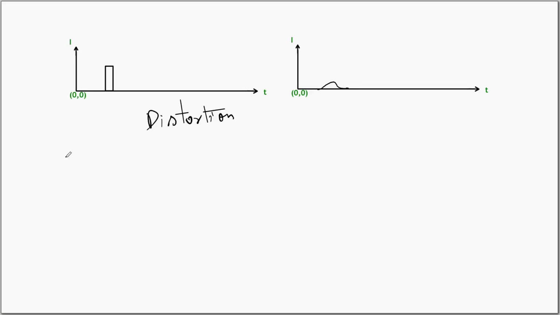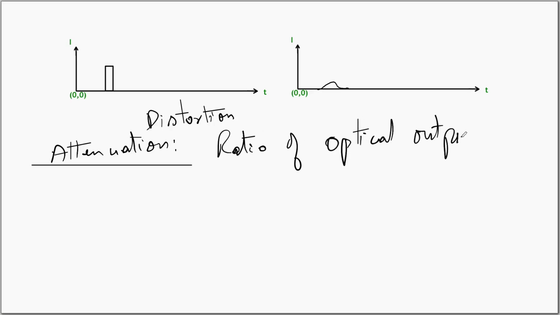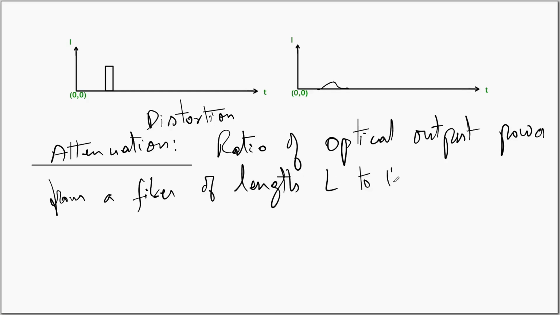We shall now discuss about the attenuation. As we have seen earlier, attenuation essentially contributes to the reduction of the strength of the signal or intensity of the light pulse. In optical fibers, the attenuation is defined in this fashion. Attenuation is the ratio of optical output power from a fiber of length L to the input optical power. Essentially, it is a ratio between the output optical power to the input optical power.